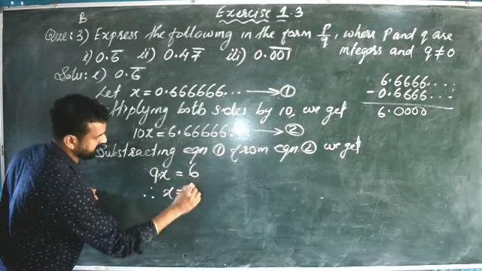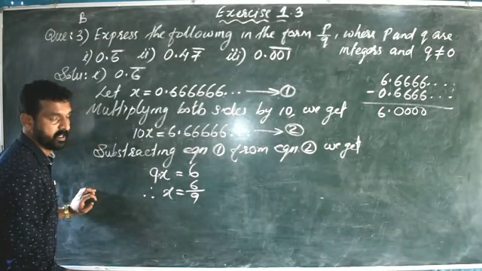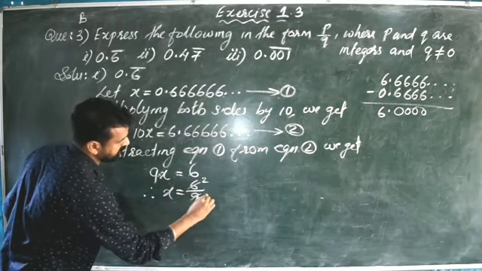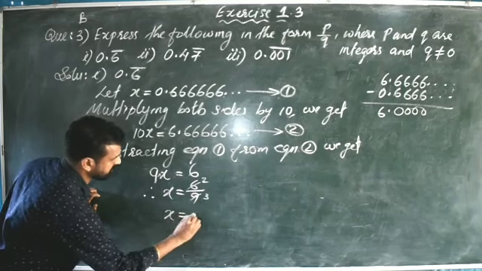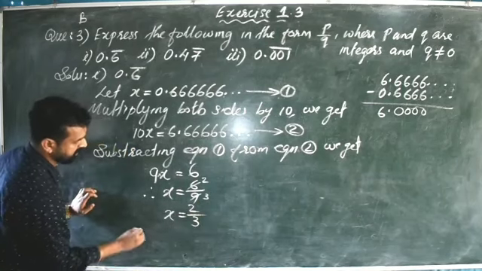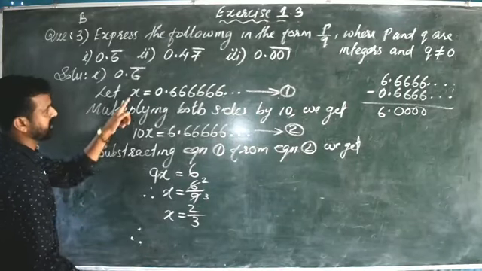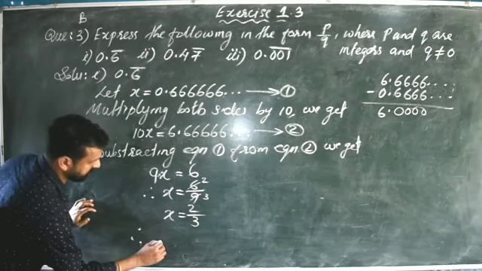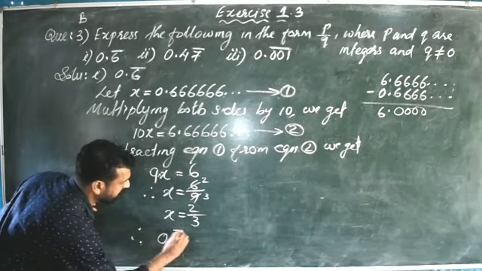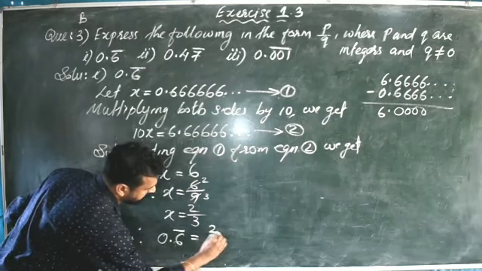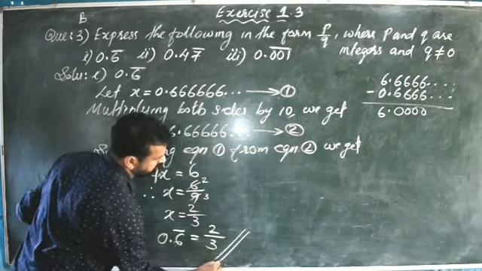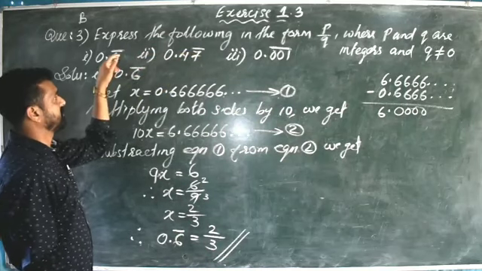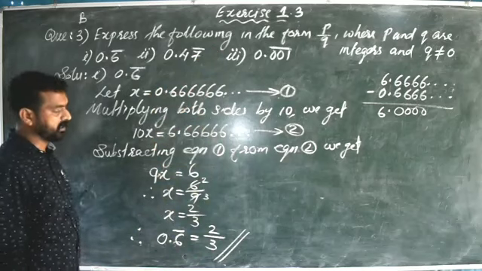Therefore 9x is equal to 6. Transposing 9 to the right side, it will become divided by 9 because it is multiplied by 9. Now we can cancel it. 3 2s are 6, 3 3s are 9. So x is equal to 2 divided by 3. Therefore x, which we have taken as 0.666 etc., that is 0.6 bar, is equal to 2 divided by 3. That is the answer. Now we have expressed 0.6 bar in the form of P divided by Q.